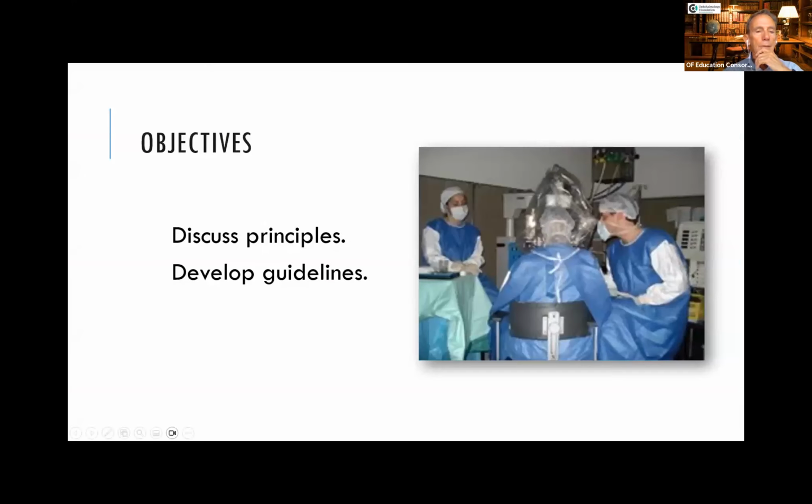There we go. We should be able to discuss principles and develop guidelines to work in the operating room with our residents. So the questions that we should be answering by the end of it are, what principles could we follow in building guidelines for teaching in the operating room? And what guidelines could we follow to have an efficient and effective teaching system in the operating room?